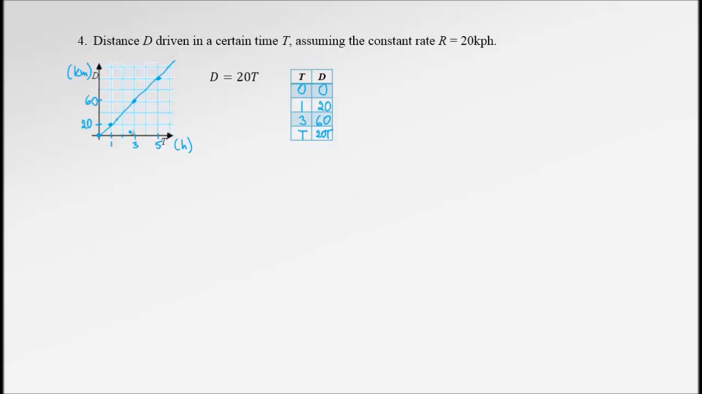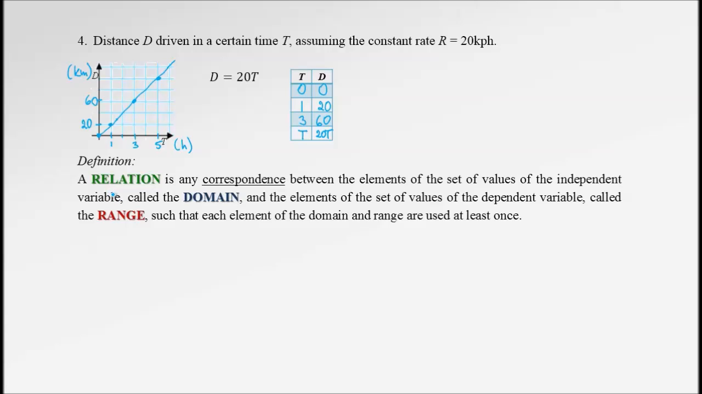This relation has a very particular property. For every input, we have exactly one output. It is exactly one value that we can attach to every input t. Now let's look at the more formal definition of a relation and some of its properties. A relation is any correspondence between the elements of the set of values of the independent variable and the elements of the set of values of the dependent variable. So any correspondence between independent and dependent variables is a relation.